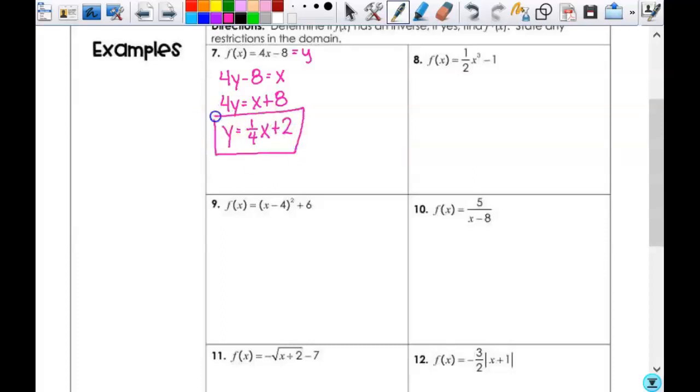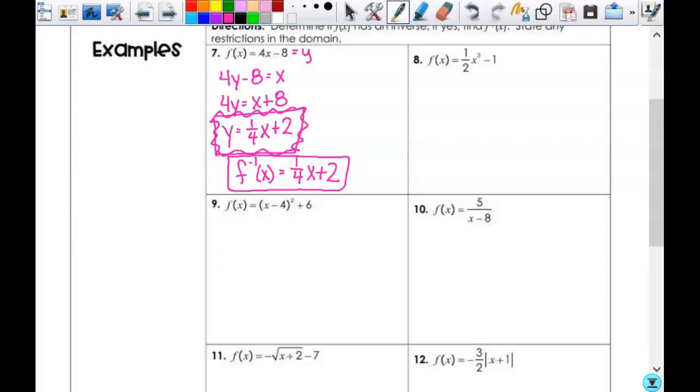So the directions said to find it, but I needed to rewrite it. I should have made this f inverse of x is equal to 1/4 x plus 2. This is how I really should have written it, and I shouldn't have my box around that. There we go. And then it also says to state any domain restrictions. The domain of f of x was all real numbers. The domain of its inverse is all real numbers because they're both linear, and that's it.